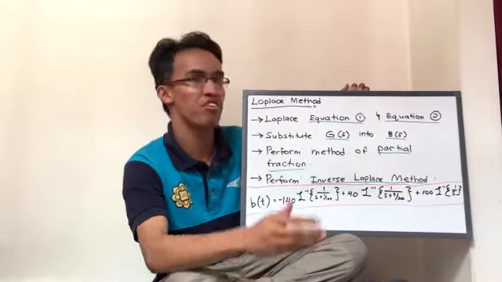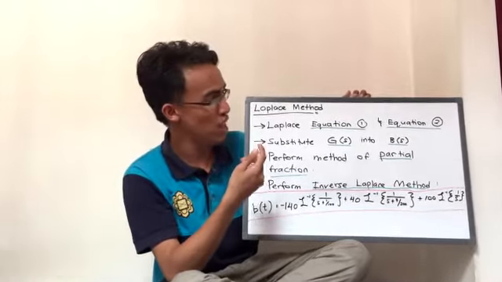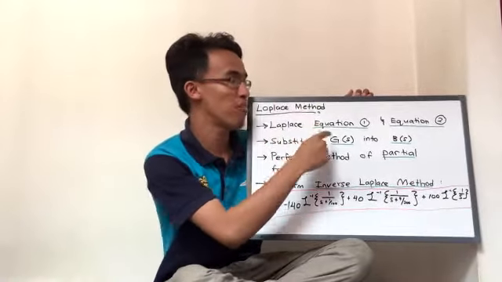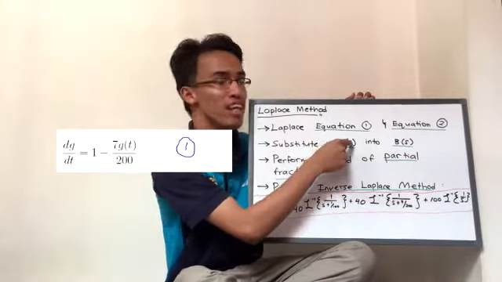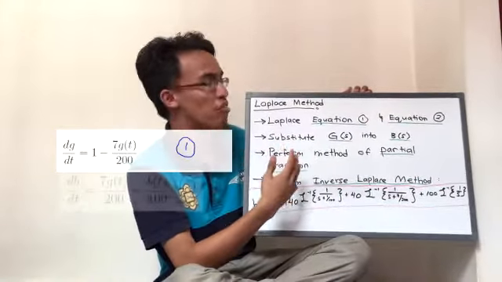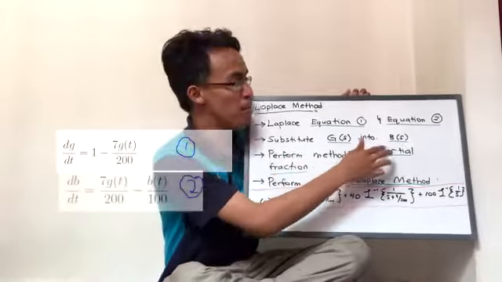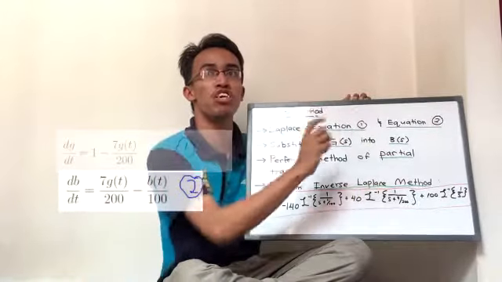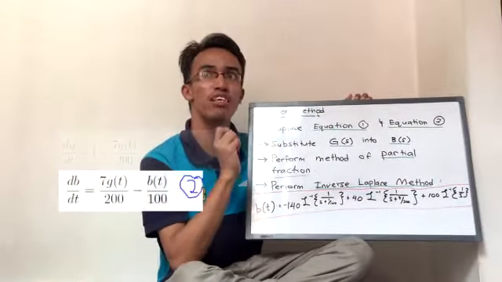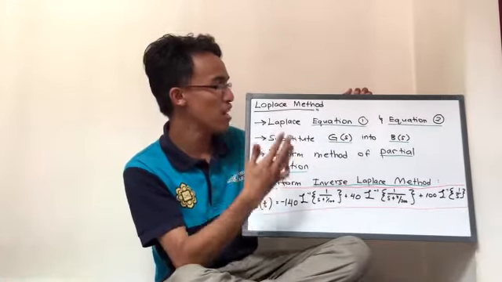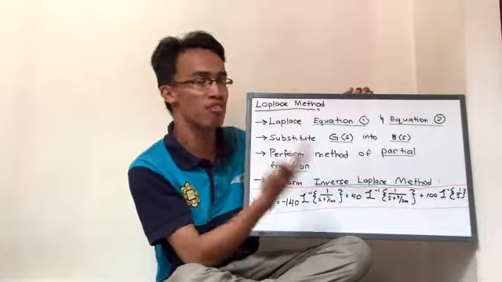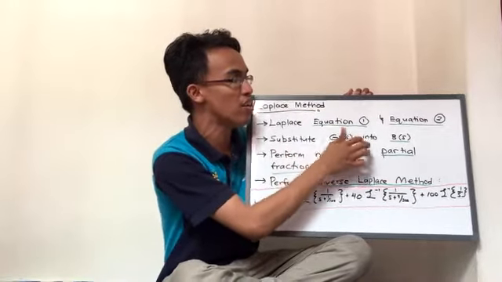Okay, so we proceed to the Laplace method, where we have two equations: equation 1 and equation 2. We are going to perform the Laplace transform on equation 1 and equation 2. After that, we get G(s) and B(s) by using the initial conditions I mentioned just now, which are G(0) equals 0 and B(0) equals 0. After that, we substitute the value of G(s) into B(s).